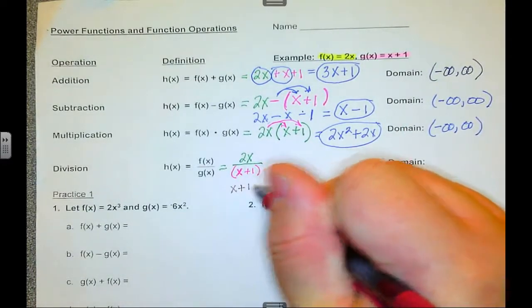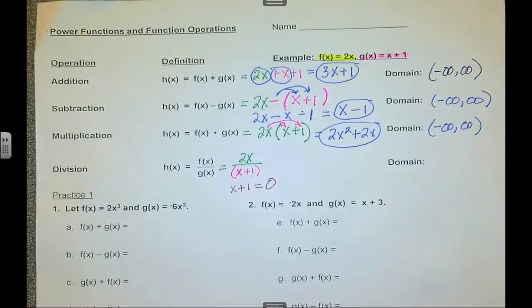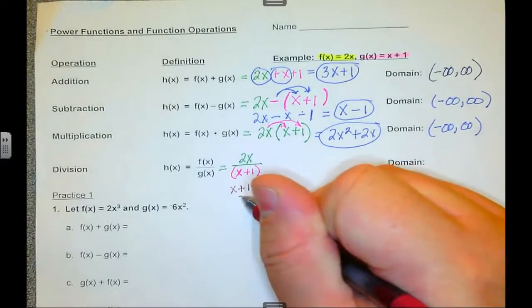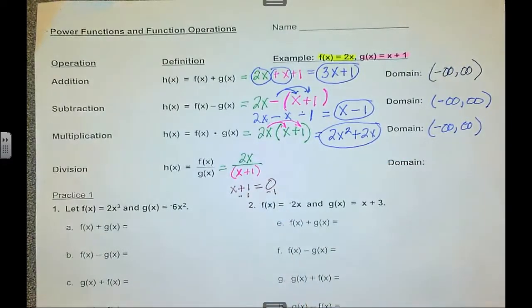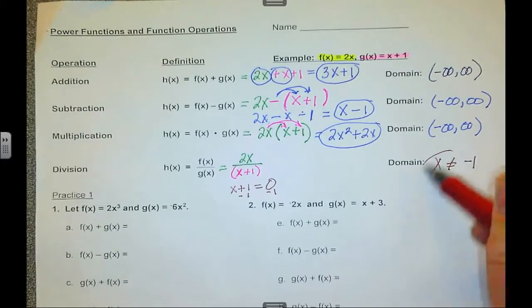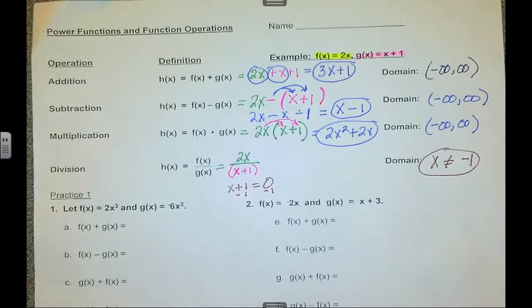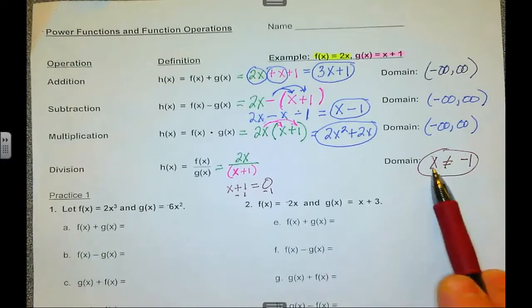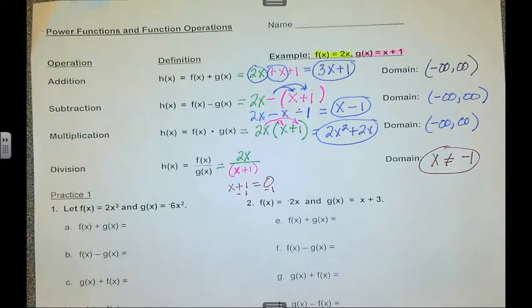X plus 1 cannot equal 0 because it will be undefined at that point. Subtract 1 from both sides. What number is not going to work? X cannot equal negative 1. That's my domain. All numbers except negative 1. If you put just x cannot equal negative 1, you're good to go.